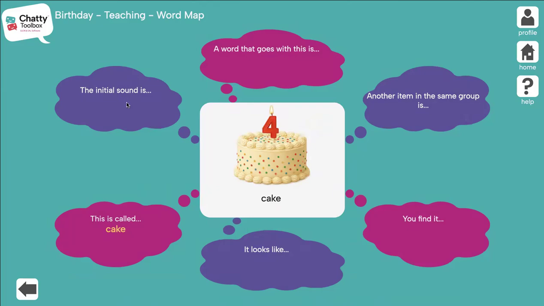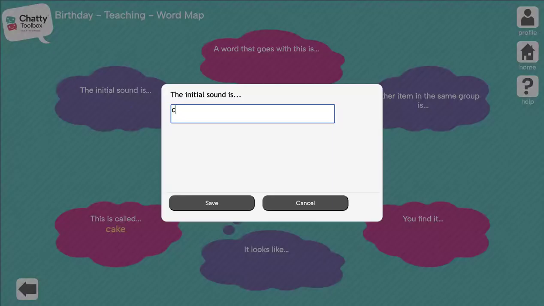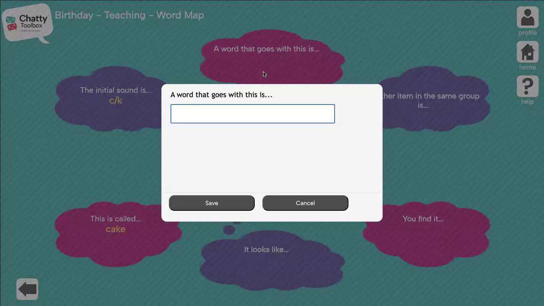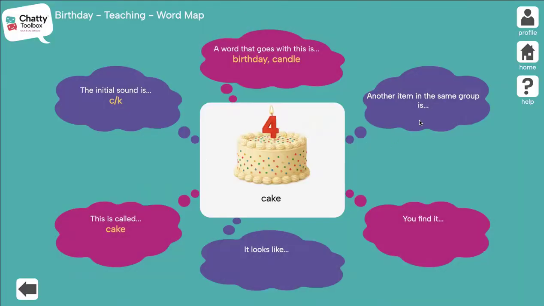What's the initial sound of the word? It's the k sound. As speech therapists, we use that particular phonic grapheme, but I realise that you're teaching children both of them, the curly k and the kicking k. What's a word that goes with cake? You might say birthday, you might say candle. Get the children just to suggest different words, and we're forming connections between different parts of their vocabulary there.